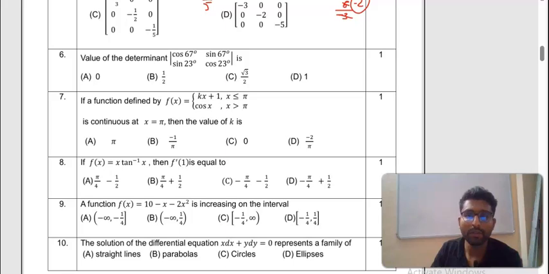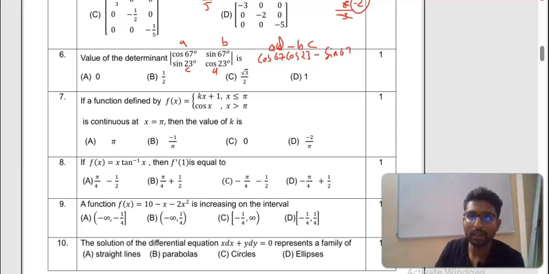Determinant की वैल्यू निकालेंगे. Very well, we know AD minus BC. A, B, C and here it's D. तो क्या हो जाएगा? AD करेंगे तो cos 67 cos 23 minus sin 67 sin 23. So cos A cos B minus sin A sin B, that is cos (A plus B). 67 plus 23, that is cos 90, that is 0.